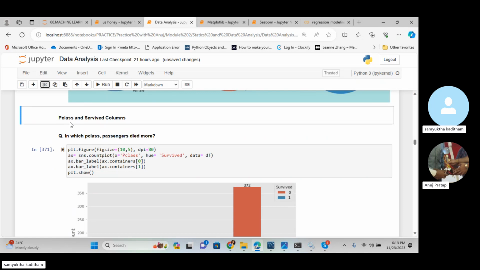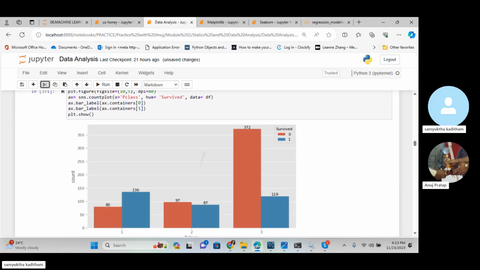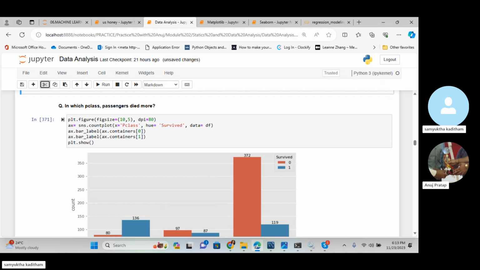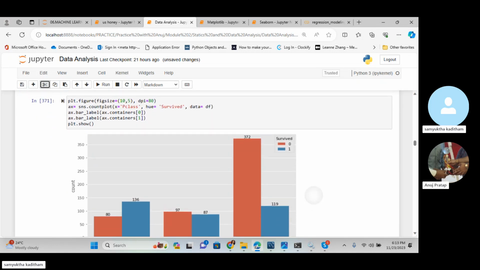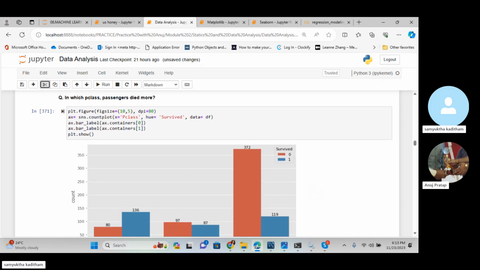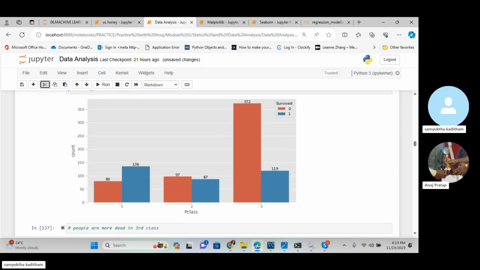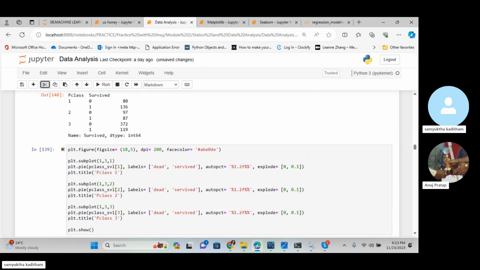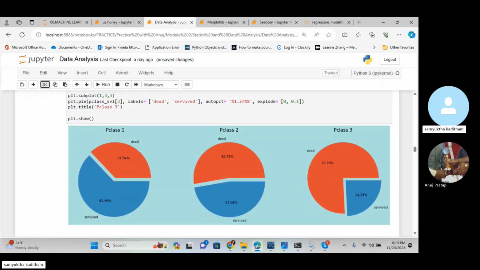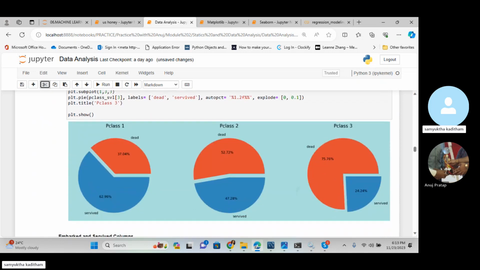Then the next columns: Passenger class and Survived. These two columns we took, both categorical columns, and we did the same thing again. We can also plot a count plot with hue here. We can go a little fast on this part because this is the same thing, the same pie plot.